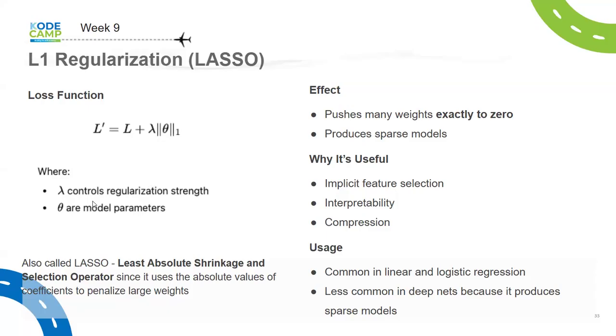But this one is called the lasso. And lasso is actually an acronym that means the least absolute shrinkage and selection operator, right? It uses the absolute values of the coefficients to penalize the large weights. The absolute value of the weights themselves, the parameters themselves, are penalized, right? It doesn't use a square, like L2. L2 uses a square. And that's why it's called L2, because it's second order, while L1 is first order.